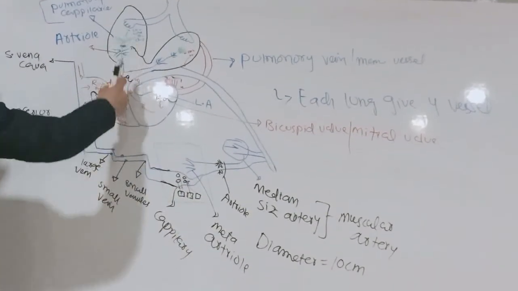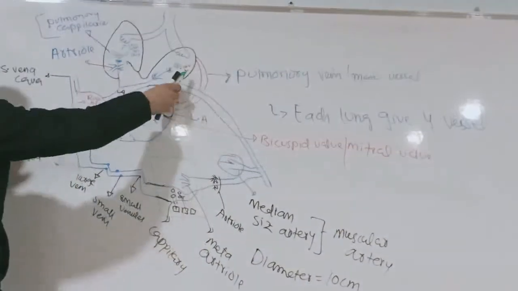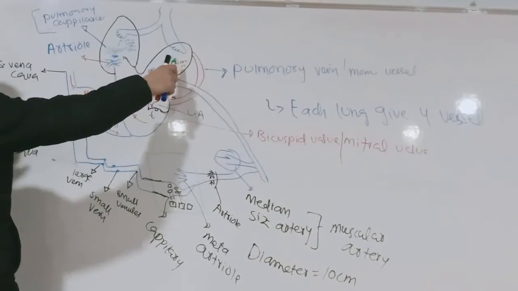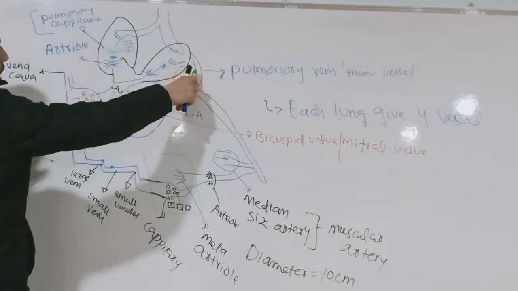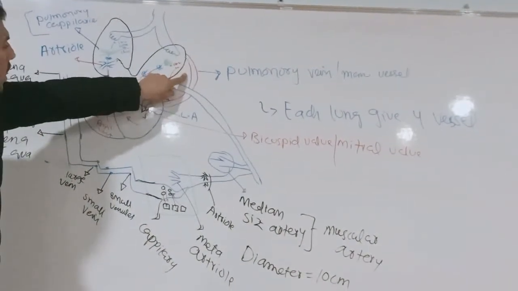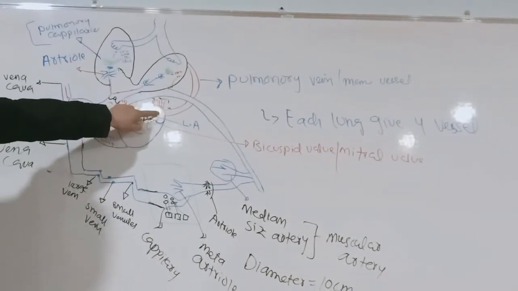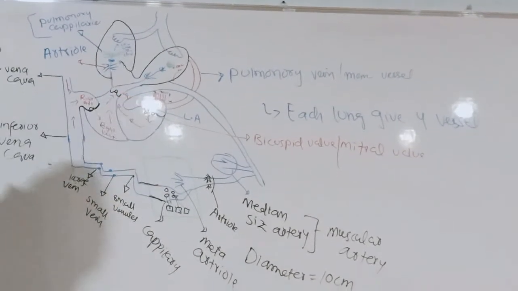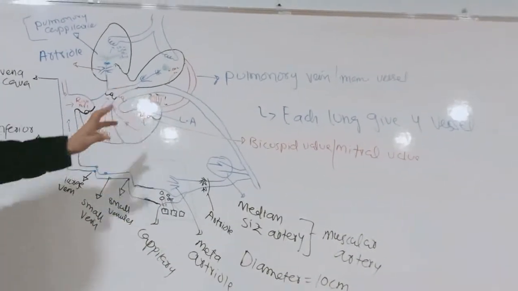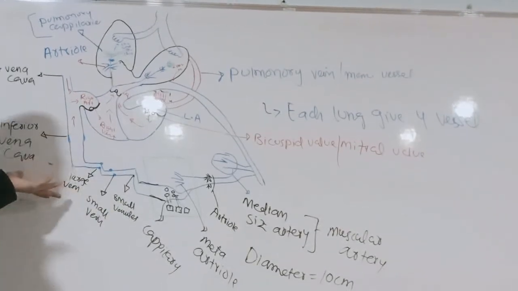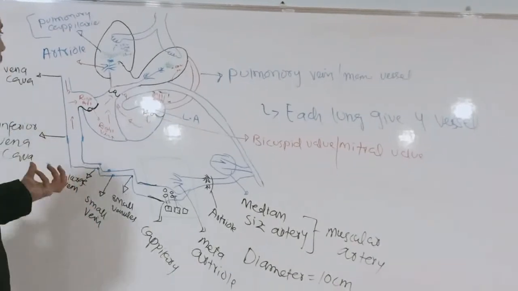Here the exchange occurs. Now comes to the lungs. Then oxygen is included in the blood. The pulmonary vein will take the oxygenated blood and bring it to the left heart, to which portion? To the left atrium. Here 4 openings are present. Each lung gives 2 openings, 2 vessels. So from both lungs 4 vessels come, 4 openings come.